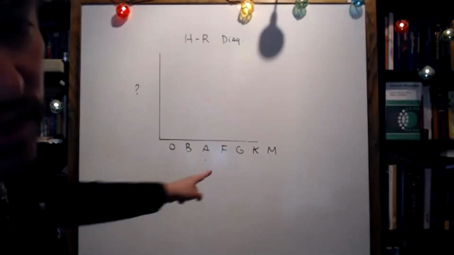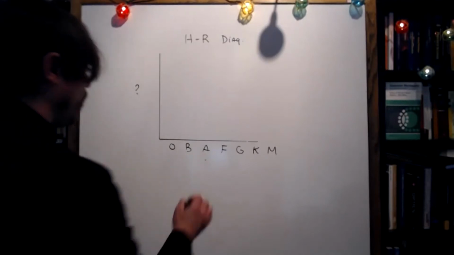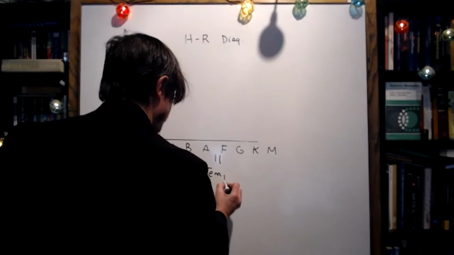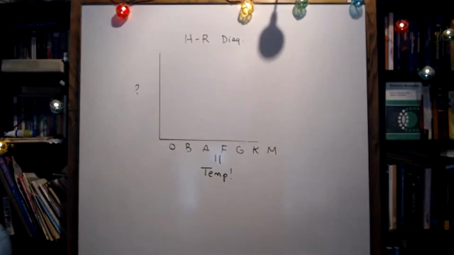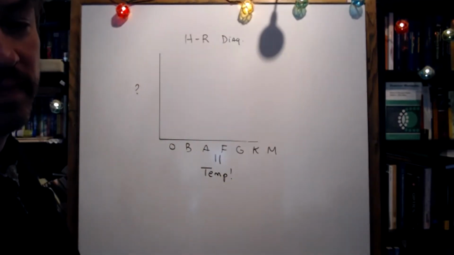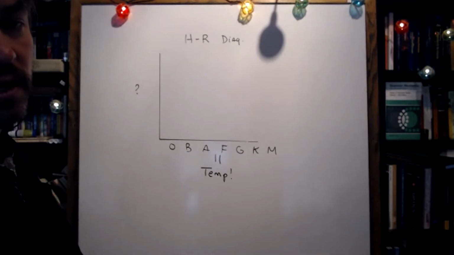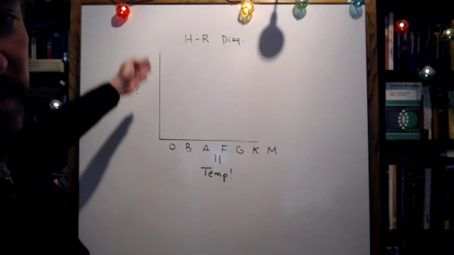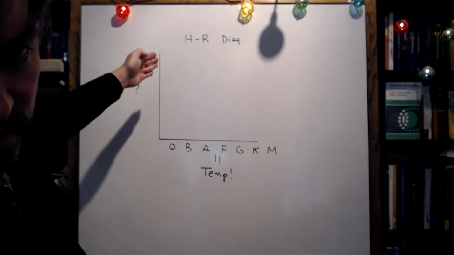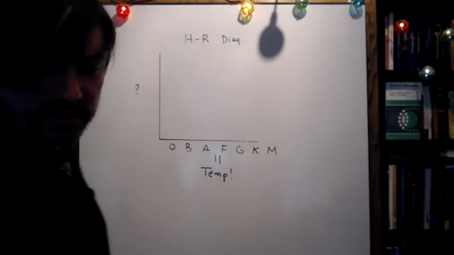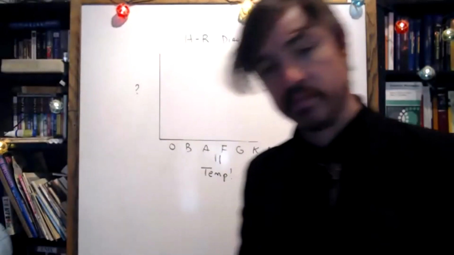Temperature? No. This is temperature. Same thing. So mass goes on the y? I don't know what you mean, do you mean this line? No. This is the y-axis. It does not. It's luminosity.